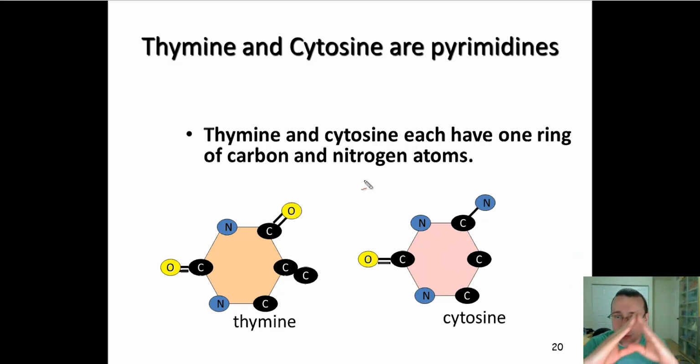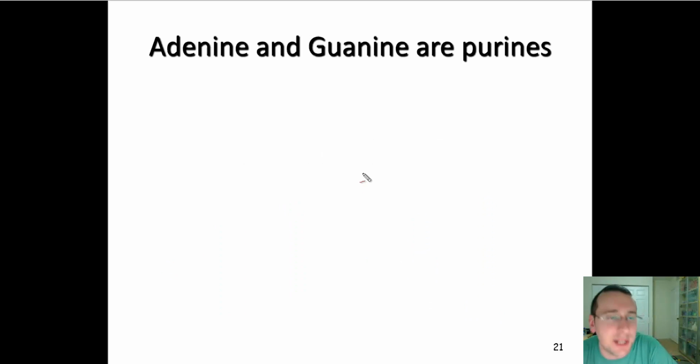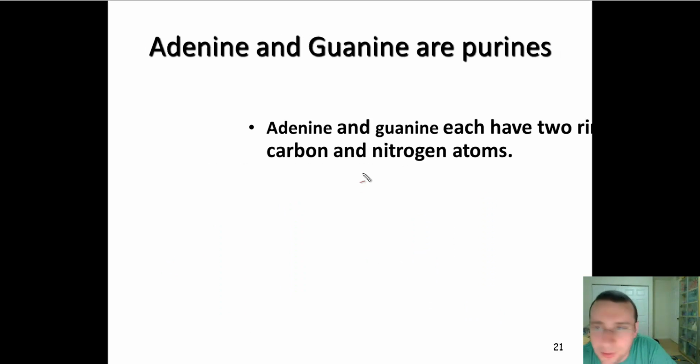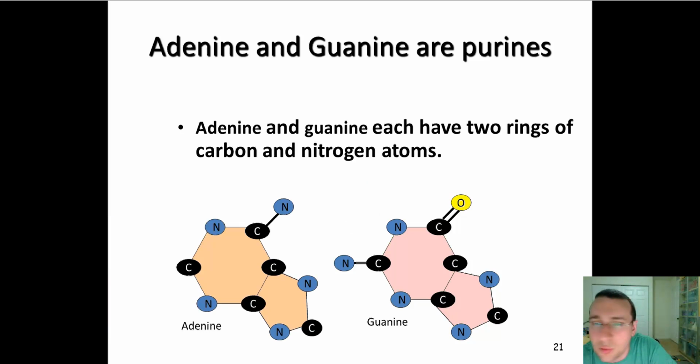So this is one way to remember. At the same time, you also remember that pyrimidines is just one ring. So that's how you remember. Now, adenine and guanine are your purines. So purines are going to be double ring. Remember, Purina for the dog.